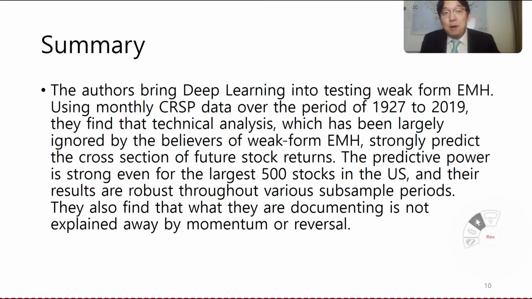Summary of this paper. The authors bring deep learning into testing weak form EMH using monthly CRSP data over the period of 1927 to 2019. They find that technical analysis, which has been largely ignored by the believers of weak form EMH, strongly predicts the cross-section of future stock returns. The predictive power is strong even for the largest 500 stocks in the US. Oh my God. And the results are robust throughout various subsample periods. They also find that what they are documenting is not explained away by momentum or reversal.